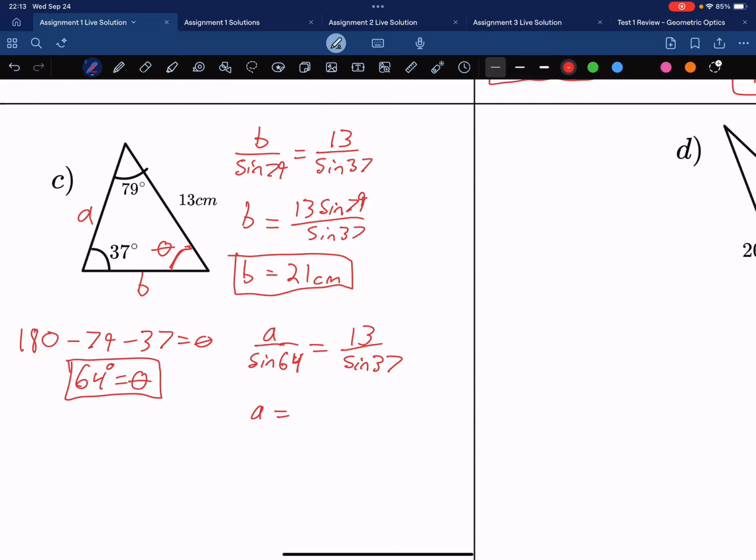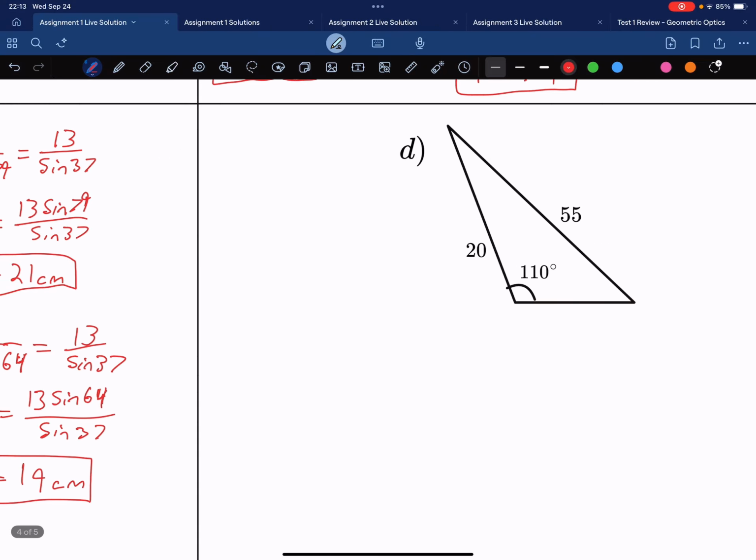Multiply both sides by sine 64, so I end up with 13 times sine 64 over sine 37. A is equal to then, 13, and that rounds down to 19, yes. 19 centimeters. That is part C done.